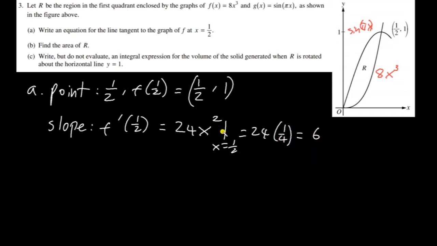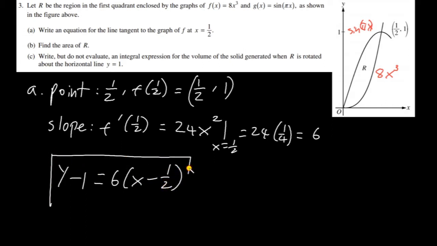Okay, so we have the slope, and we have the point, so all we got to do is put them together, so we get y minus 1, right, that's the y, equals m, which is the slope, times x minus x1, which is the point. Okay, so there you go, that's that. This was a 2-point question, 1 point for figuring out the derivative, and 1 point for putting it in the equation. Okay, alright, part B is to find the area of R.